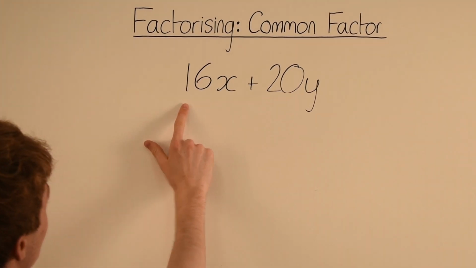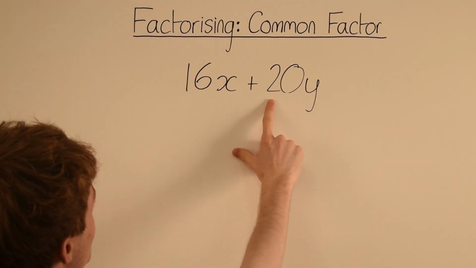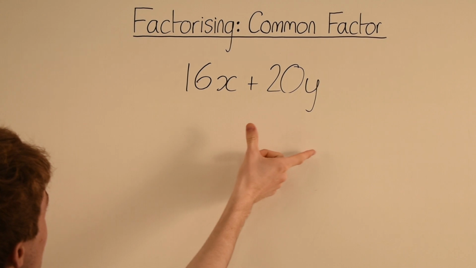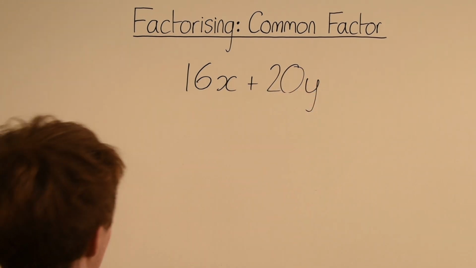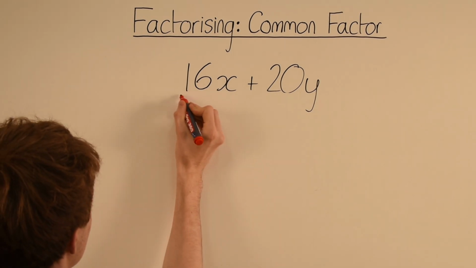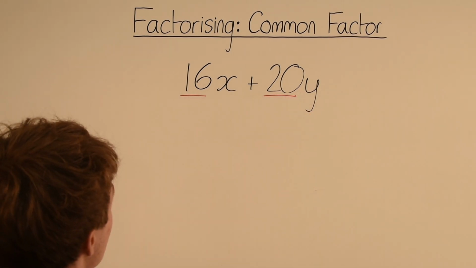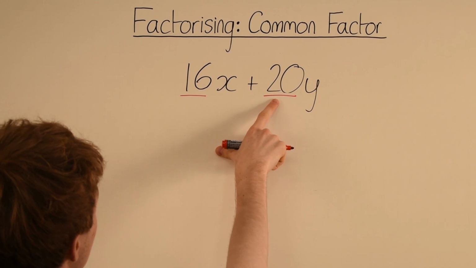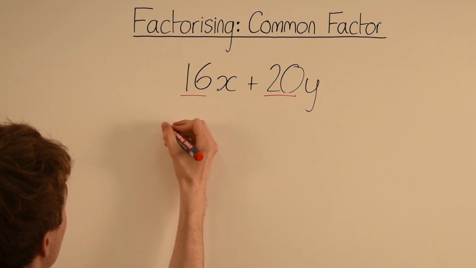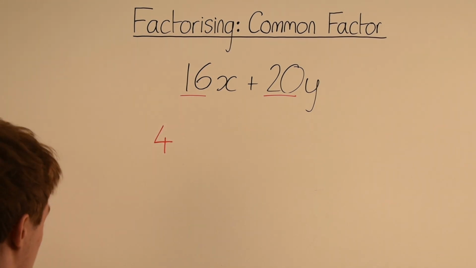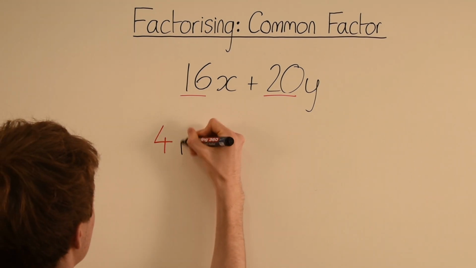Okay, in this next example we want to factorise 16x plus 20y, and we're going to do this in the same way by trying to find the highest common factor of 16x and 20y. So we'll start with the numbers again, 16 and 20, and what is the highest common factor of these two numbers? What is the highest number that divides 16 and 20? Well, that number is 4. So we're going to write that outside our brackets.